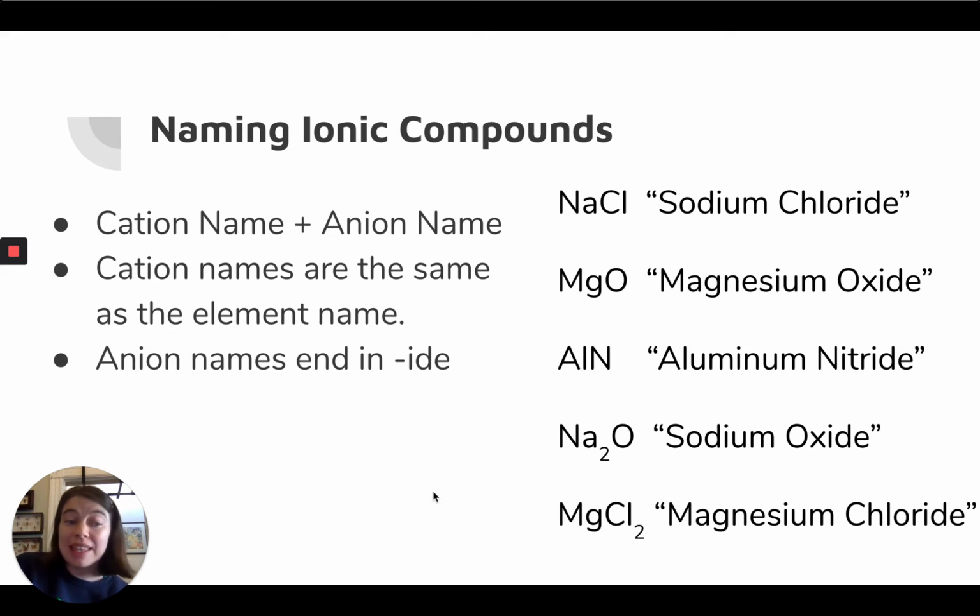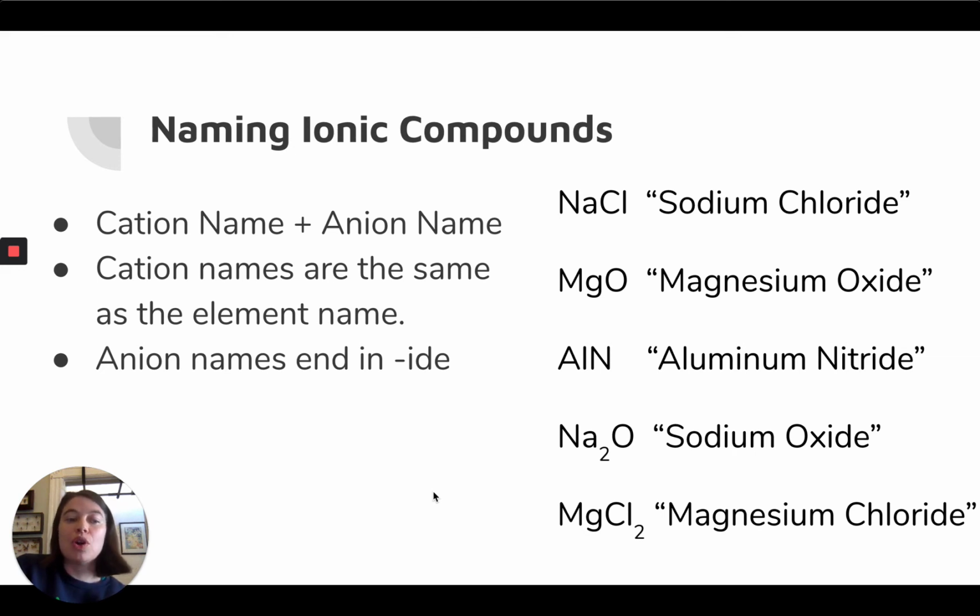Now, naming the cations is really easy. Typically, it's the same as the name of the element. So the sodium cation is just called sodium. The magnesium cation is just called magnesium. The aluminum cation is just called aluminum. Naming the anions is only a tiny bit harder. Most anions have names that end in INE. So for example, fluorine, chlorine, etc. All you do to change that from an atom name into an anion name is you take off that INE, or whatever the ending to the element name is, and you replace it with IDE.